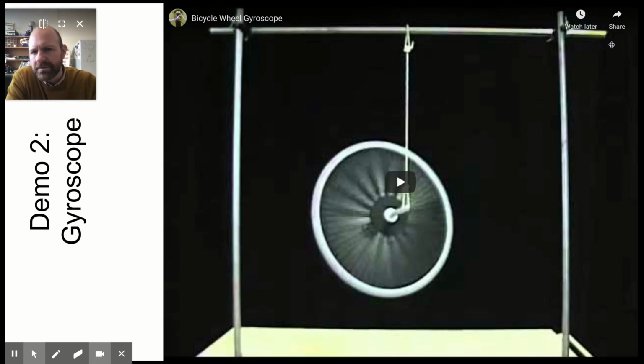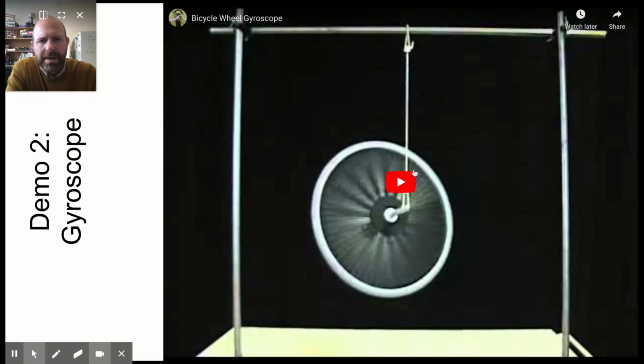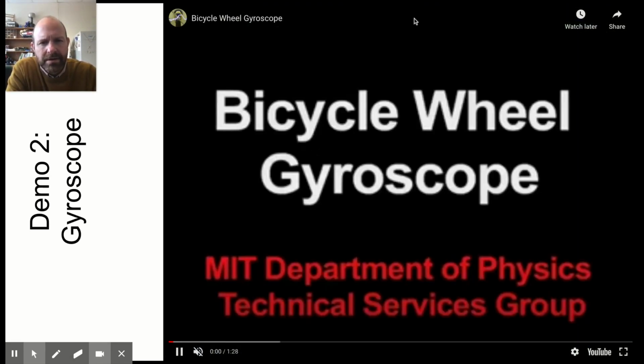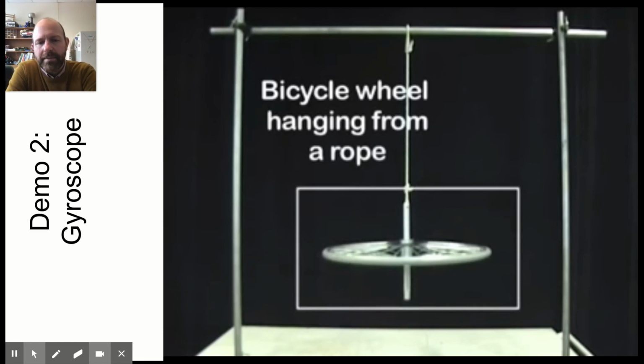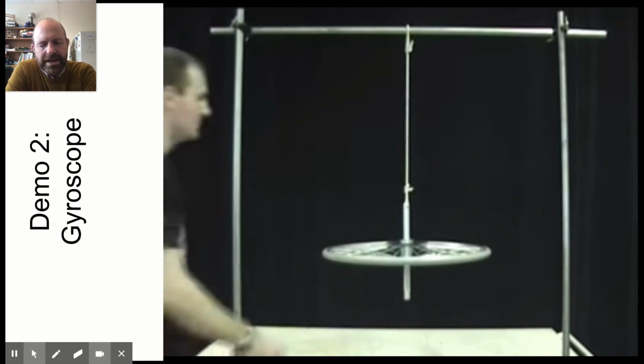I've got a little video here. This is from an MIT lab. We've watched the push me, pull you back with linear momentum, so it's the same kind of idea. But here's that bicycle wheel hanging from a rope, just hanging there.